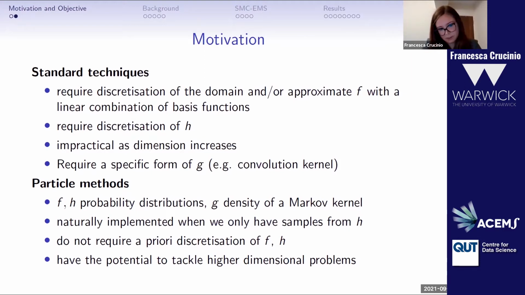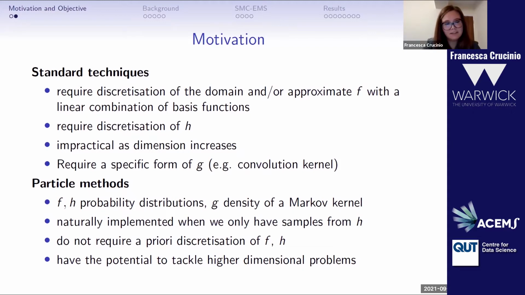There are other options which do not depend that much on dimension and can perform really well, but they require a specific form of G. So for instance, the convolution kernel that I had in the previous slide. So by putting some constraints on G, we can build specific algorithms which work quite well.